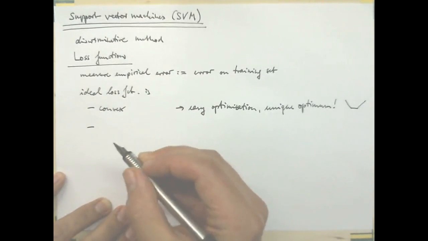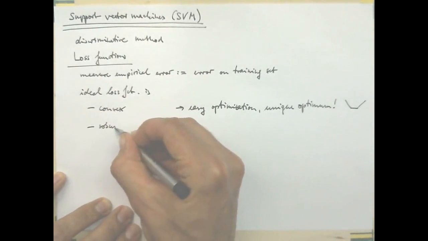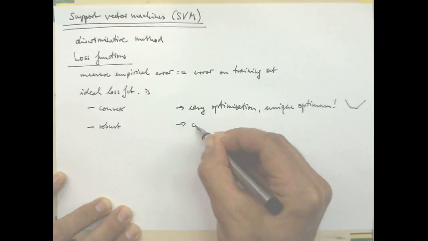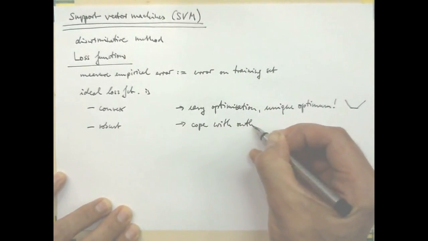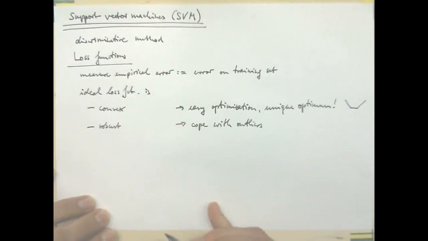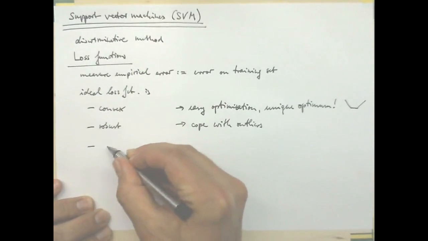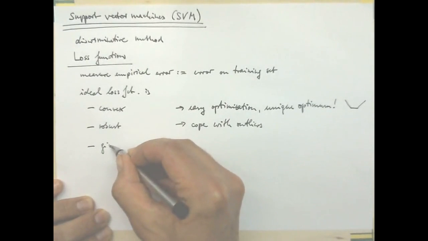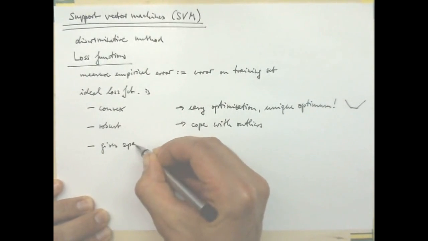Then secondly, your ideal loss function should be robust to cope with outliers, which you always expect to see in your data in the real world. And finally, you would like it to give sparse solutions.